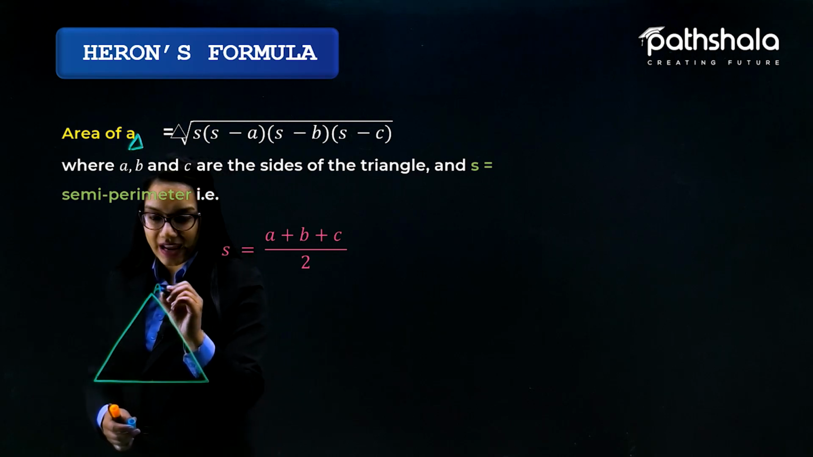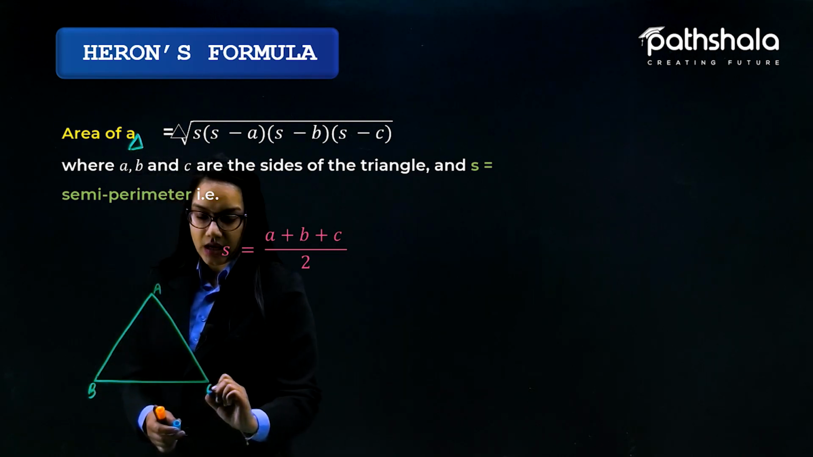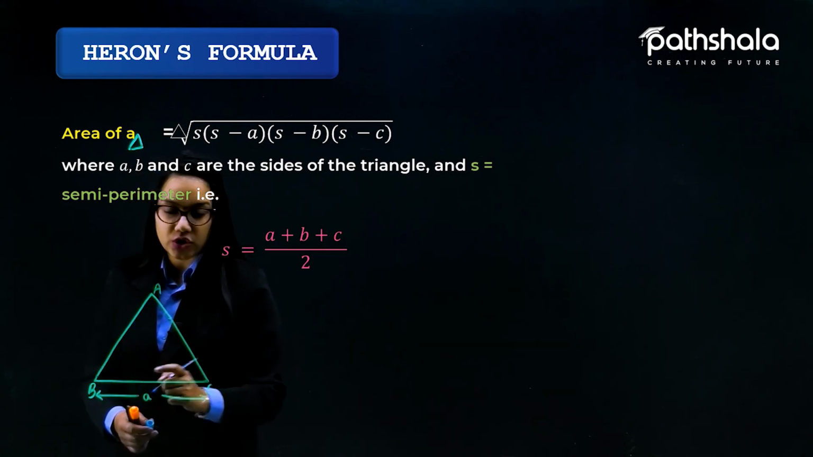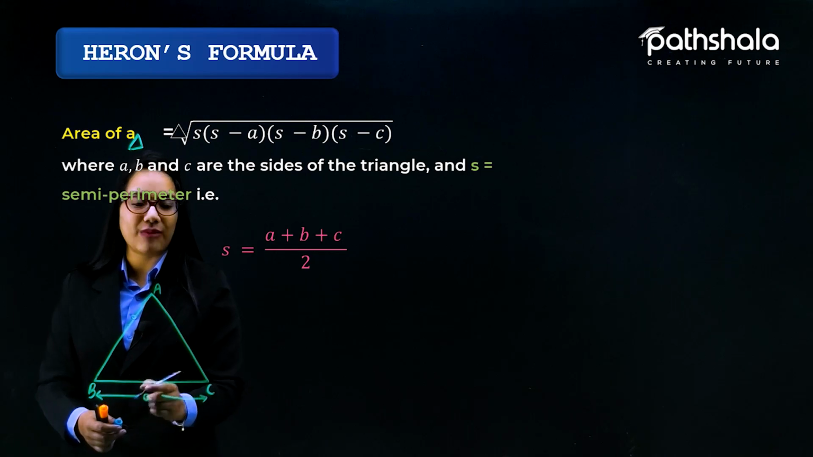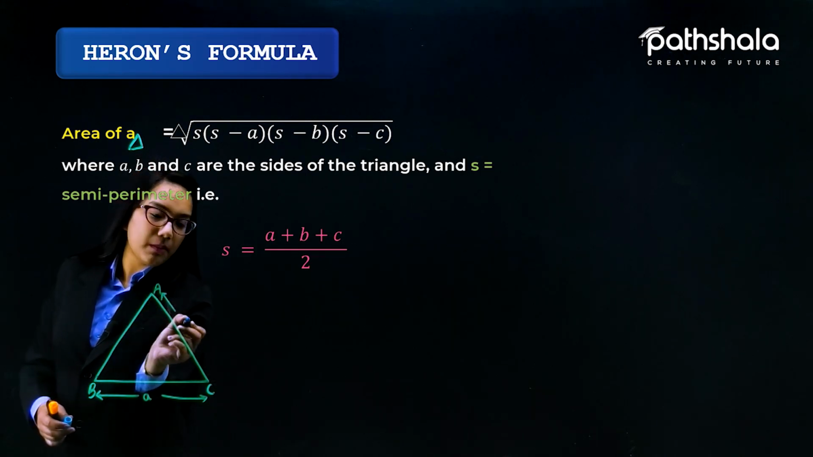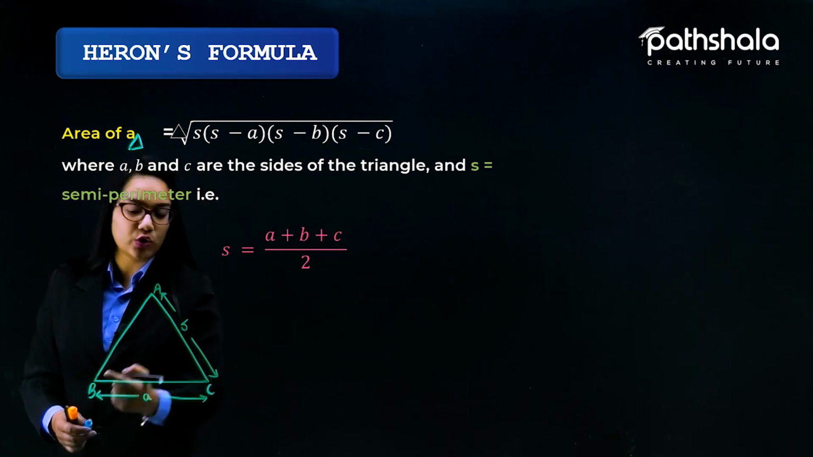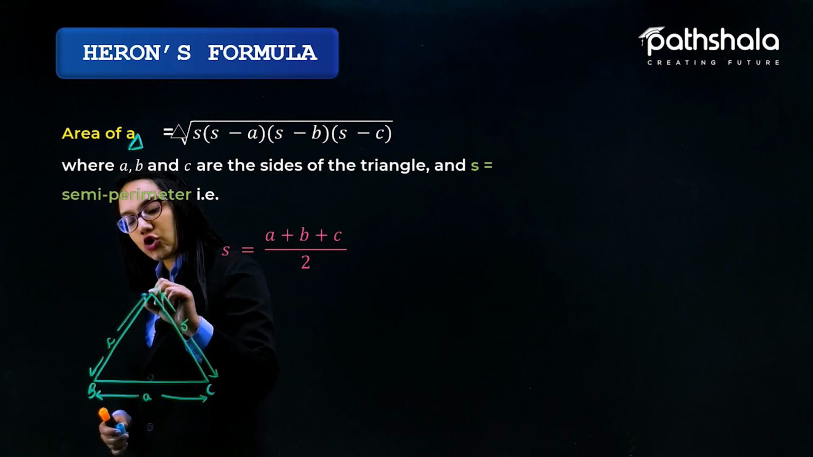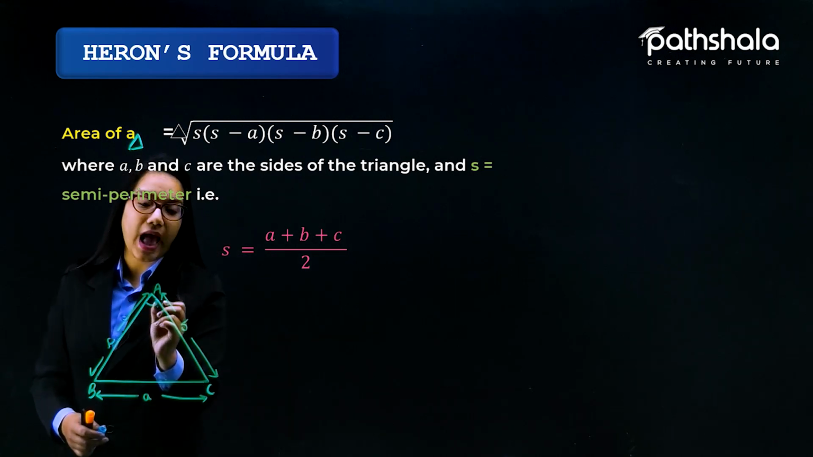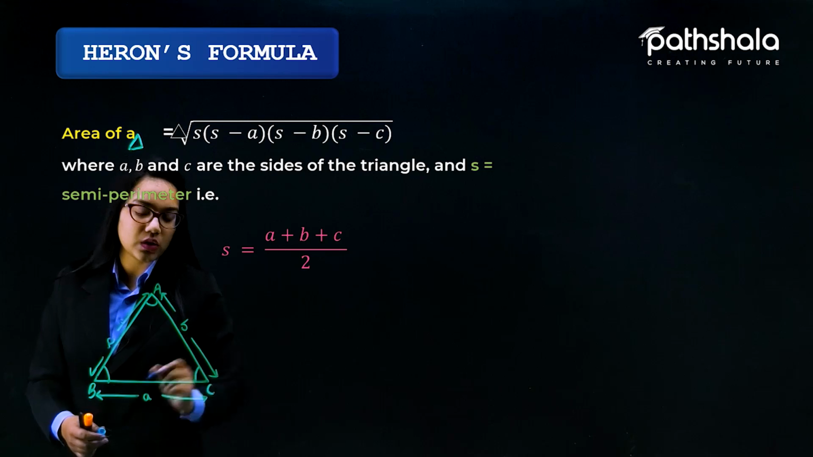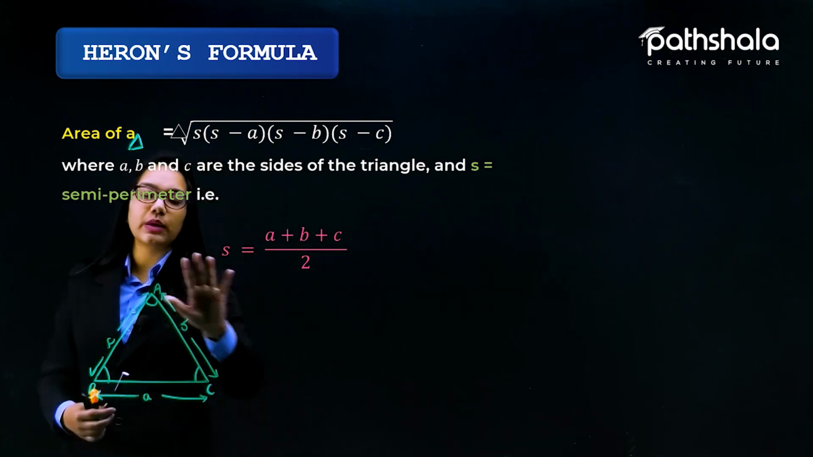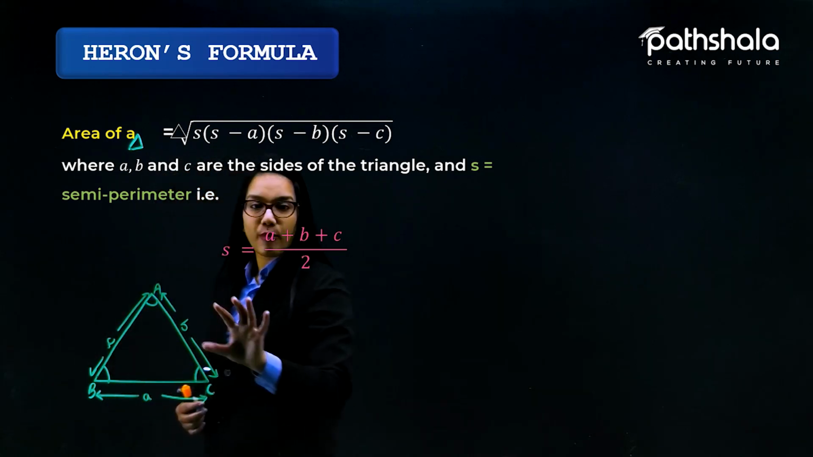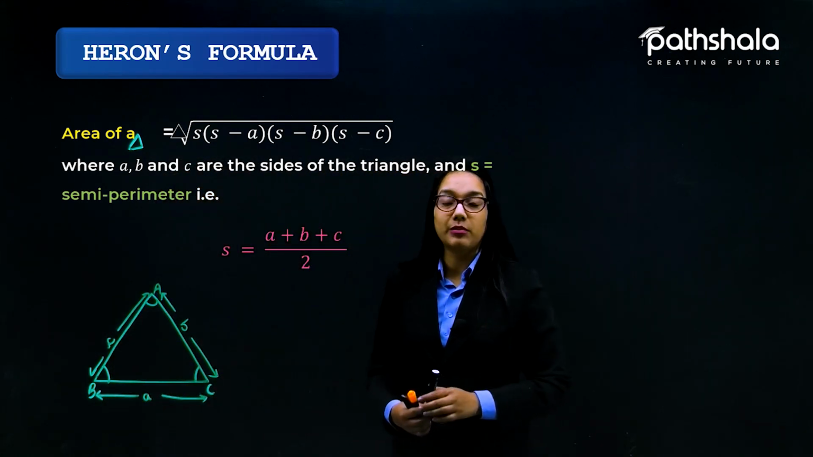Let us suppose this is A, this is B, this is C, and I'm taking the side a, which is just opposite to the A vertex, and I'm taking the side b, which is just opposite to the B vertex, and further the side c, which is just opposite to the C vertex or the C angle. So let us suppose we take such a triangle in which we have the different sides as a, b and c.